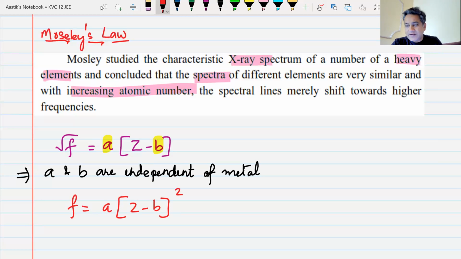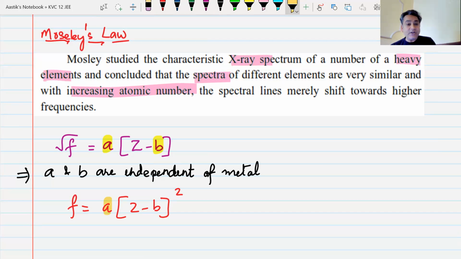Actually, you can find out the value of this A or A squared, whatever you call it. You will say, sir, why have I not squared this A? This is again a constant. Sometimes you will find Moseley's law written in the form of root of f, sometimes in the form of f. Doesn't matter. If you understand, both will look similar.